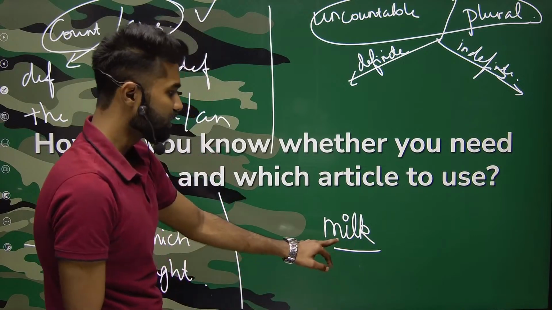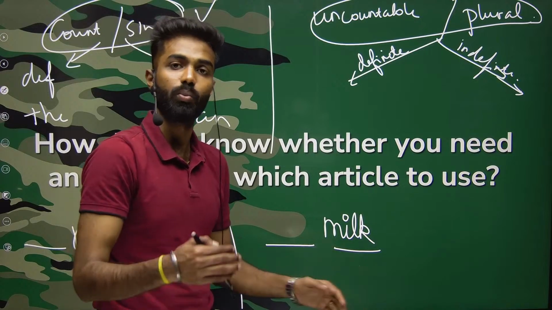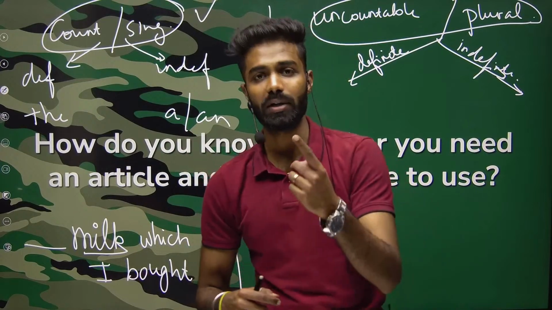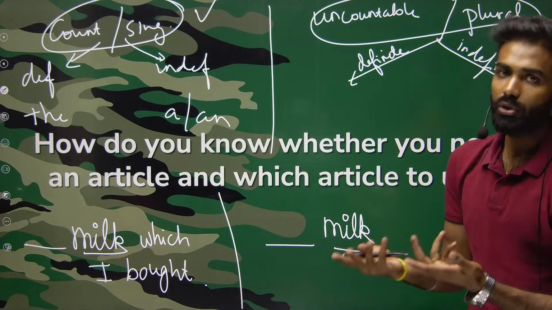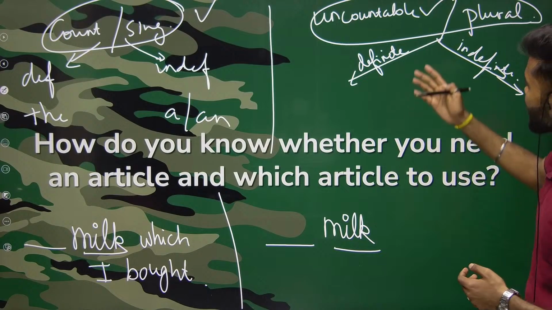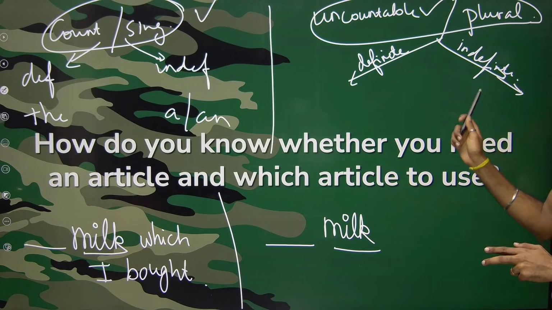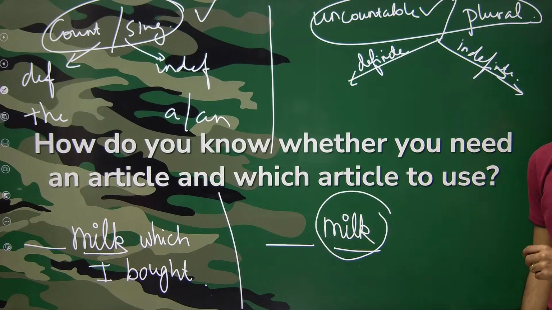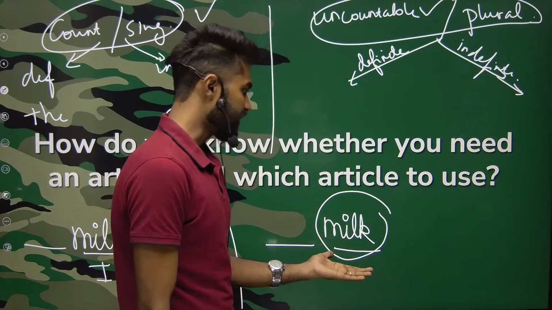First of all, tell me, is milk countable? No, milk is uncountable. You can only measure milk, like 500 ml, 250 ml, 1 liter. You can't count milk: 1 milk, 2 milk, 3 milk. So this is my uncountable noun. Since it is an uncountable noun, my second question: is it definite or indefinite? It is indefinite here because I don't have any particular detail about it. I just have the word milk.